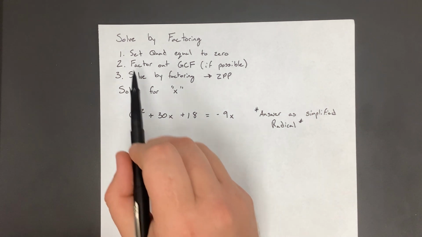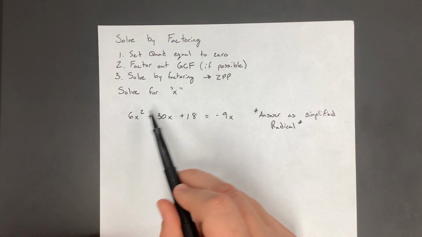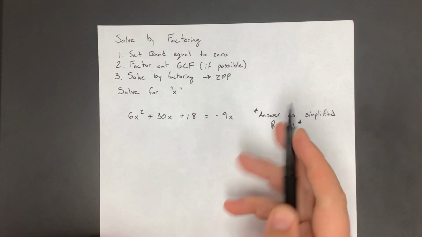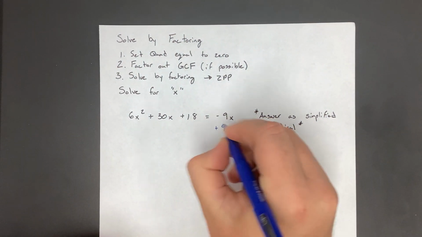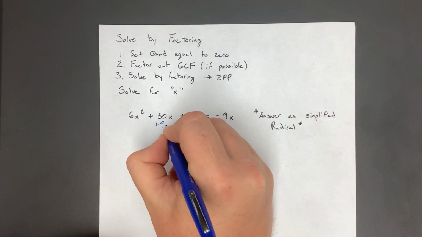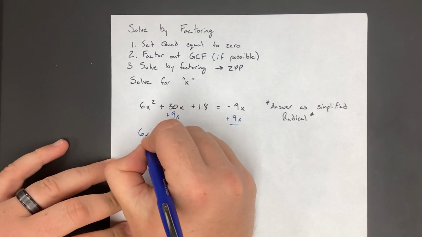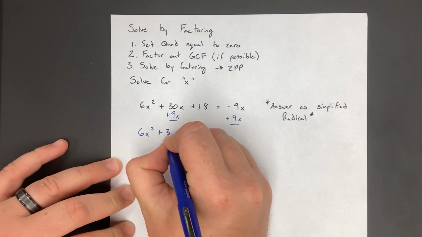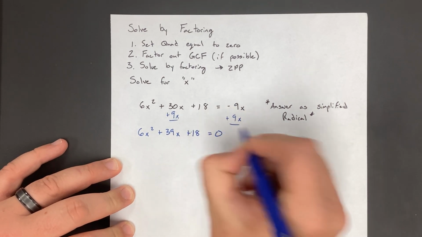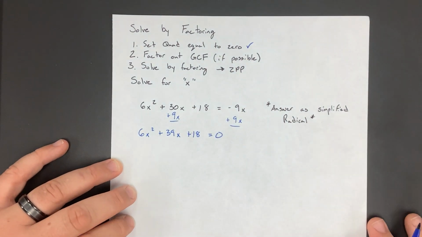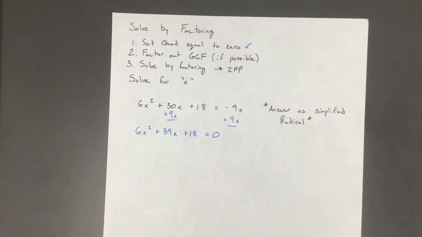So first thing we want to do is set our quadratic equal to 0. Here we have most of our terms over here, but we have a negative 9x. So I'm going to go ahead and add 9x to both sides, making sure I add it to the like terms. So that's going to become 6x squared plus 39x plus 18 equals 0. So there's our first step. We're going to solve by factoring, set it equal to 0.